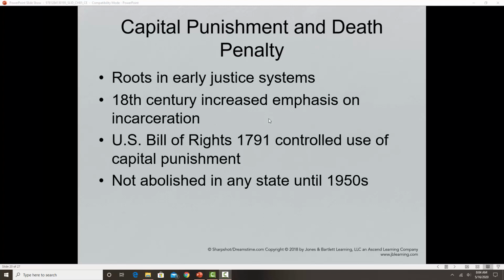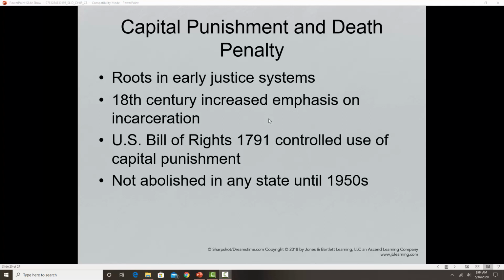All right, capital punishment and the death penalty. The death penalty has roots in early justice systems. The U.S. Bill of Rights in 1791 controlled the use of capital punishment, not abolished in any state until the 1950s. But really, the use of capital punishment was found unconstitutional here in the United States in the 1970s.